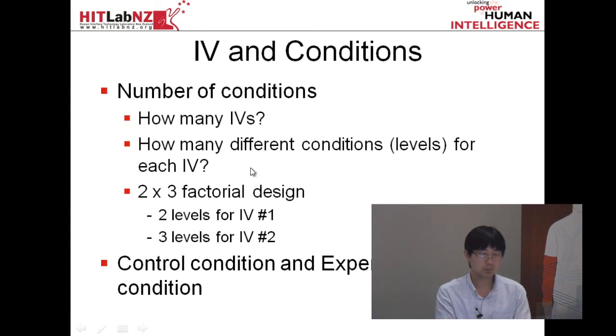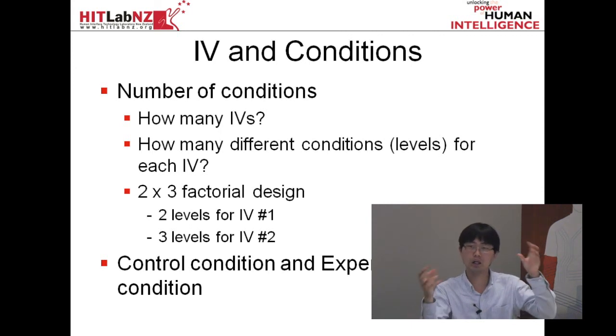So in a simple experiment where there is only one independent variable, the number of conditions is exactly the same as the number of levels within that independent variable. But if you are interested in more than one independent variable and how they are interrelated with each other, then you'll have to multiply the number of conditions in each independent variable. And in that sense, the more independent variables you have, the more it multiplies the number of conditions you have to let the users try.